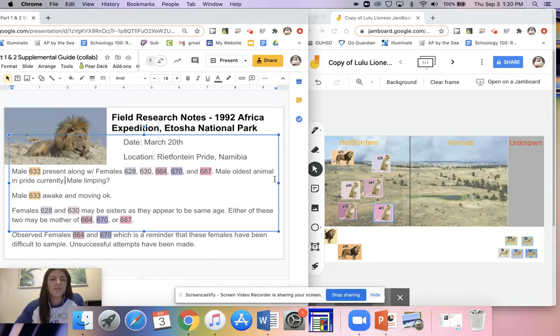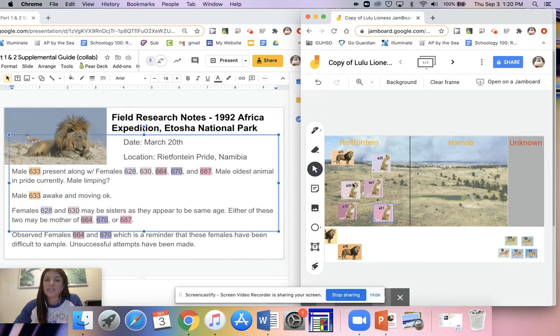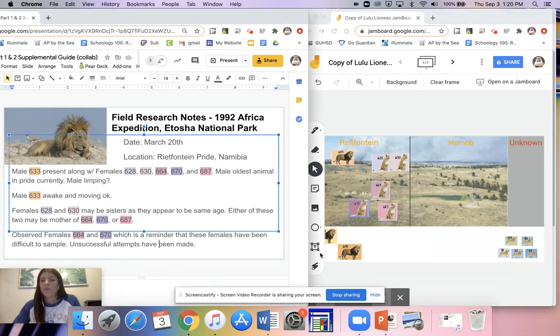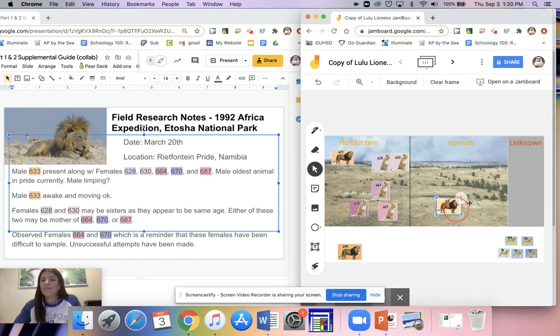Then we're going to keep moving. So male oldest animal in the pride, he may be limping. Now he's awake and okay. Female 628 and 630, they may actually be sisters. And they may actually be the mom of these 3 female lions. Okay, so with these other lions, we haven't heard about them yet, so we're going to put them in our unknown section. We don't know where they are right now. That includes our 5 cubs.